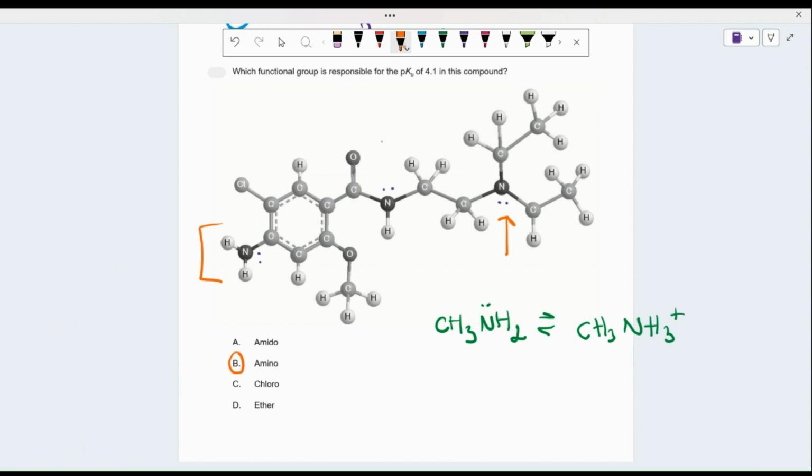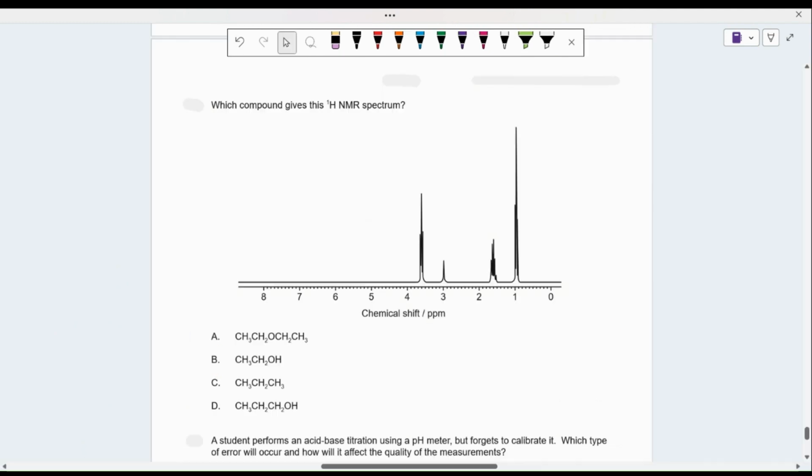Okay, so why is it not this one? That's the amido group, and generally that's not very basic. It does have that lone pair, but I've learned that instead of wanting to attract a proton, it will look to delocalize onto the C double bond O. So that's why it's not A. Now C and D, chloro and ether, tend to be neutral. So when it comes to basic or acidic, you can basically rule those out.